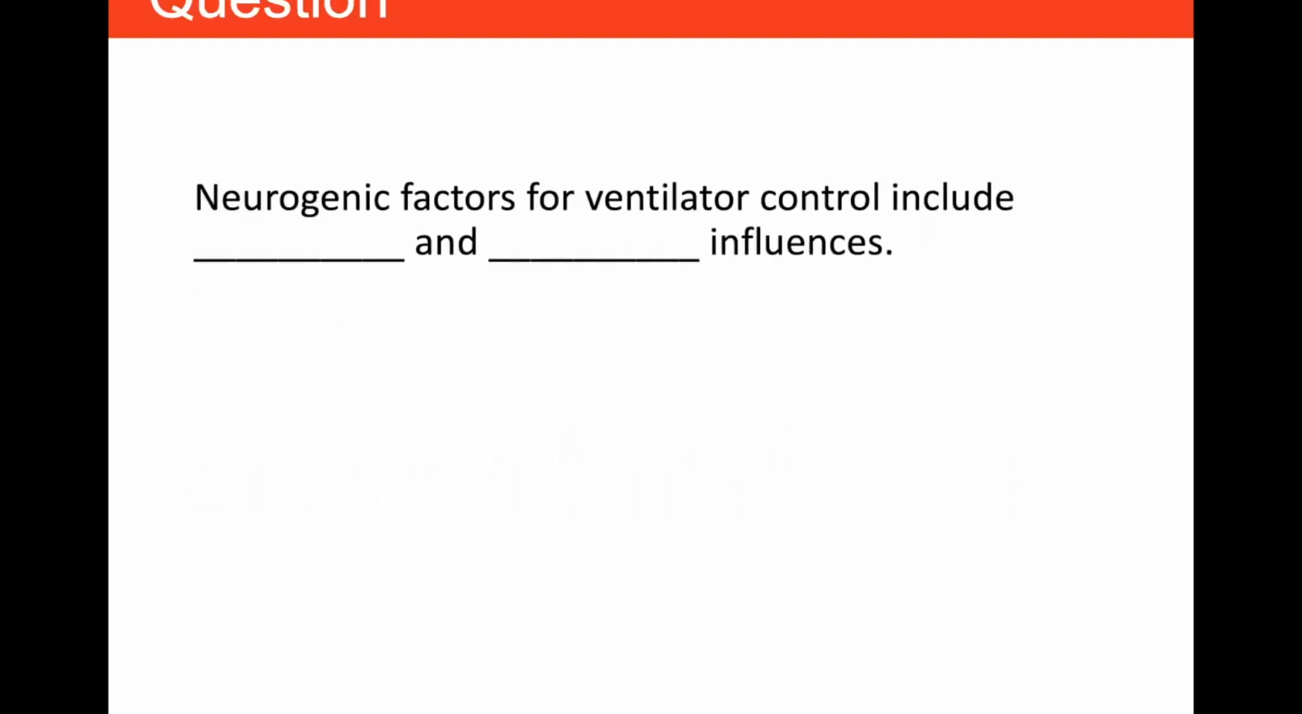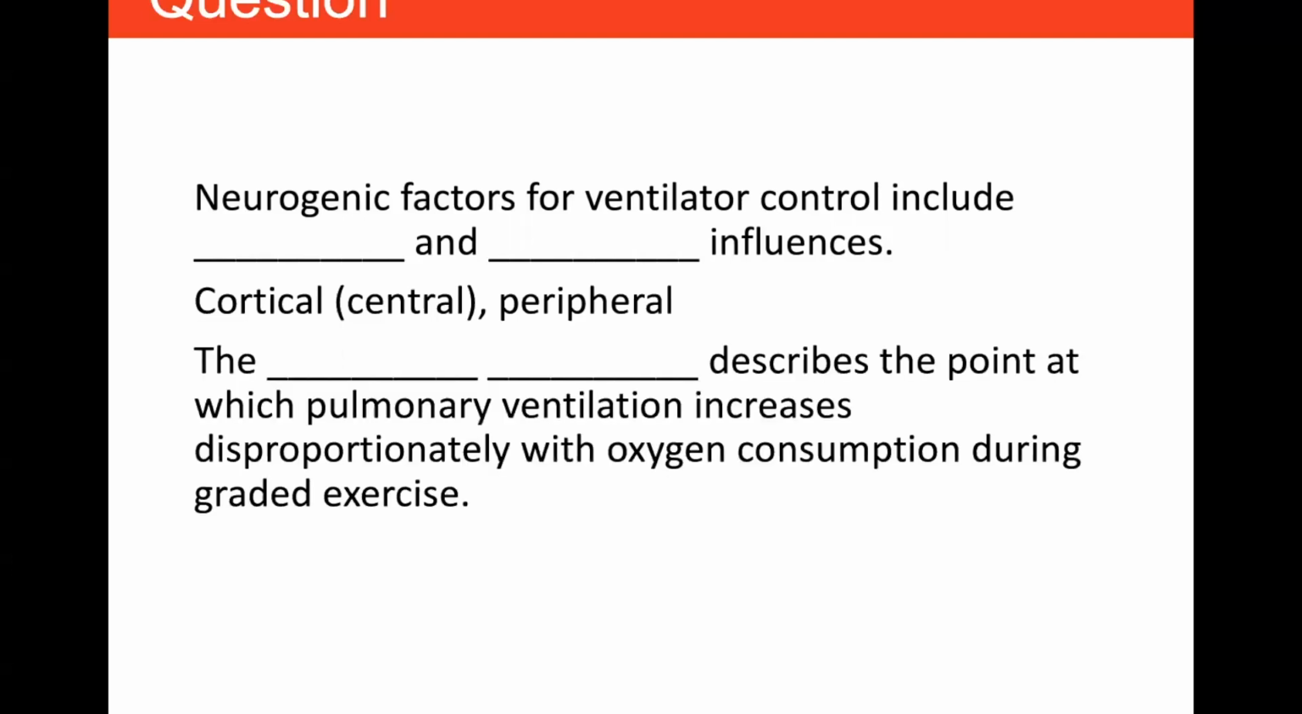All right, neurogenic factors for ventilatory control include what and what? This is kind of a read-your-mind question, but it's very simply, bluntly, central and peripheral. Right? There's two pieces to that. There's the brainstem that controls stuff, and then there's those chemoreceptors and things like that we just talked about. In fact, we're going to talk about a few more coming up.